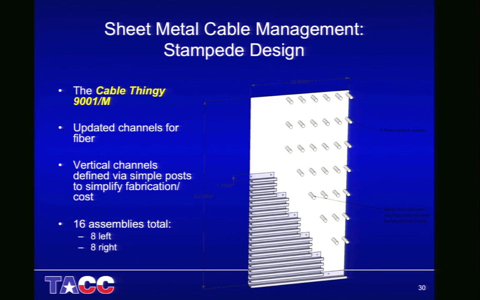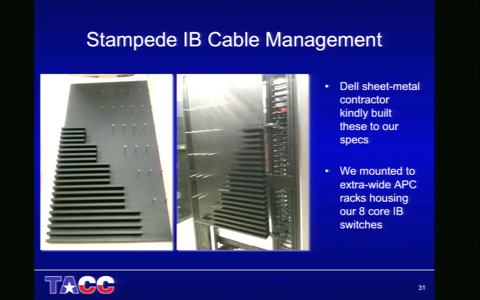So we came up with the next version, which is the Cable Thingy 9001, very, very official. We updated this one to accommodate fiber, because all of our runs are fiber, so there are some little lips on here to hold the fiber in. Real simple design, but it mimics what we did with wood. The difference in this case is that we wanted someone else to make it in metal, and this was a nice collaboration with Dell. They had one of their sheet metal contractors build it for us from my CAD.